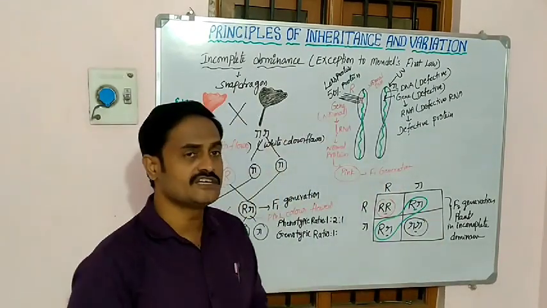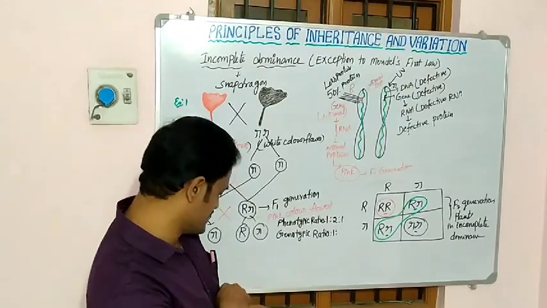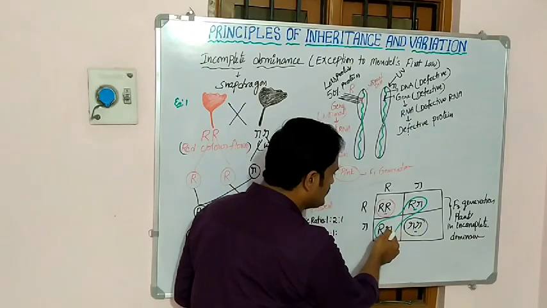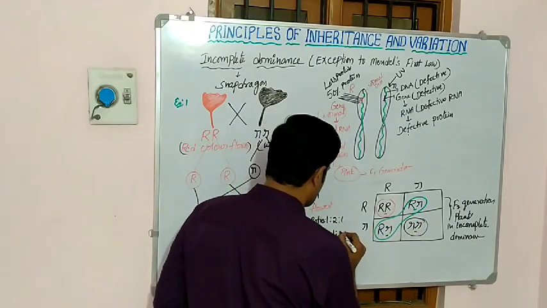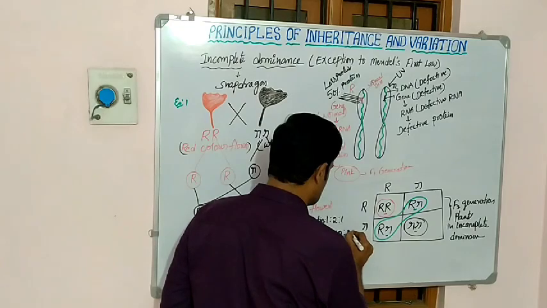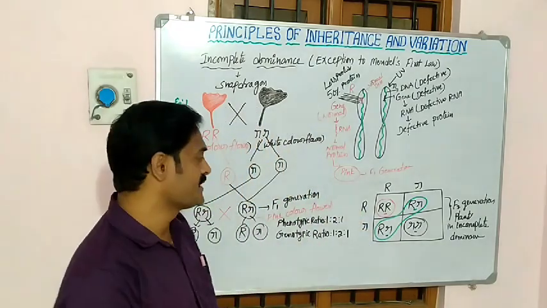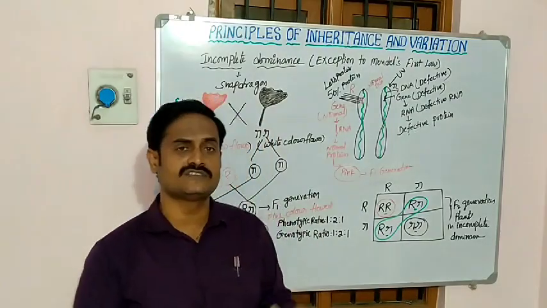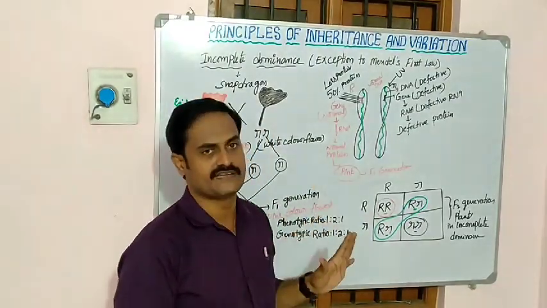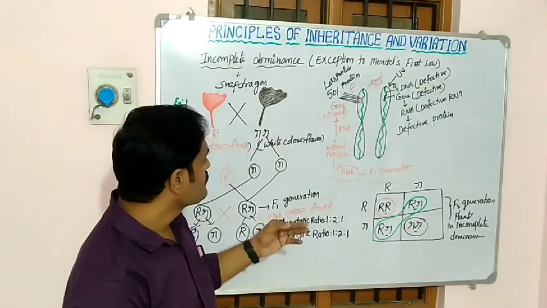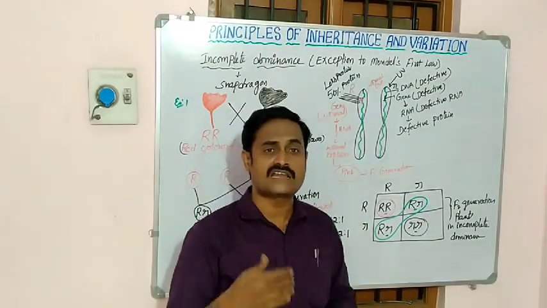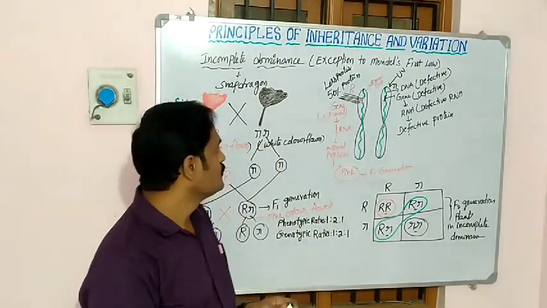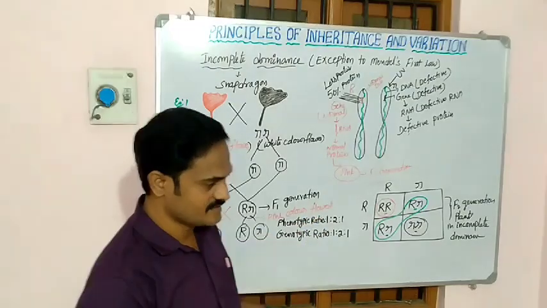So what is the genotypic ratio of the F2 generation in incomplete dominance? 1 is to 2 is to 1. Remember, here also 1 is to 2 is to 1. In the incomplete dominance, the phenotypic ratio and genotypic ratio of the F2 plants both are similar. Remember. Now I am going to discuss about another type of experiment that is called codominance. Okay students, first you will take screenshot.